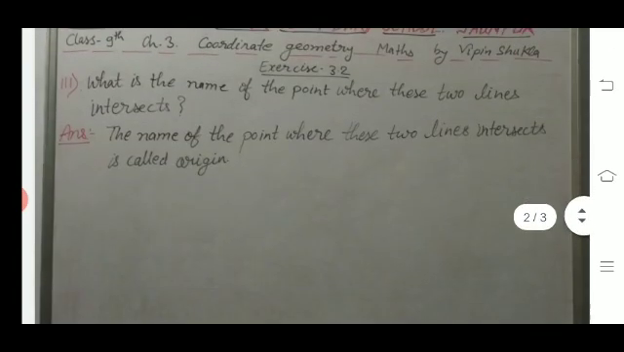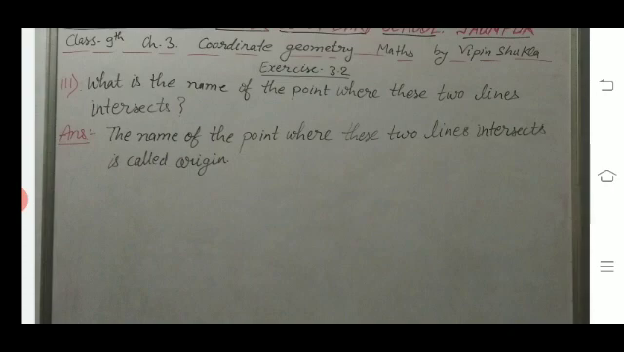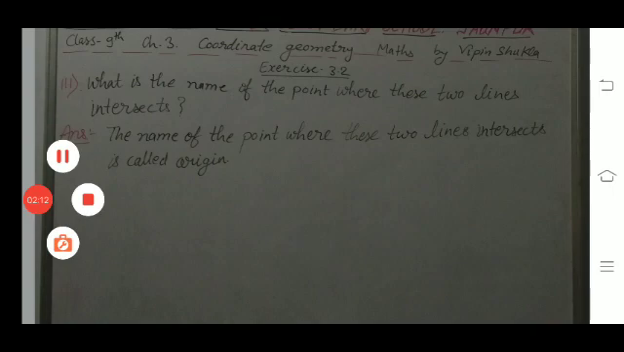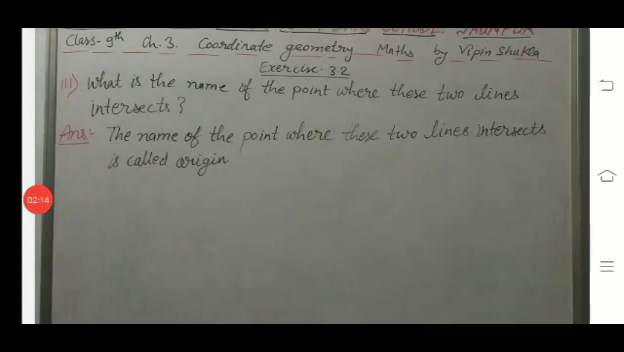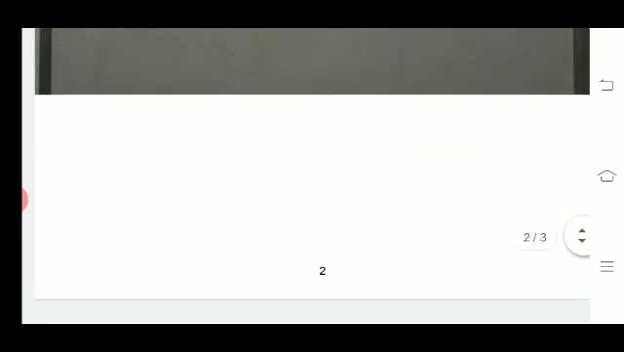Question number 1, third part. What is the name of the point where these two lines intersect? The name of the point where these two lines intersect is called origin. Also see, where the two lines meet. The answer is that the point where these two lines intersect is called origin. The coordinates of the origin are 0, 0, as you see in the introduction part.